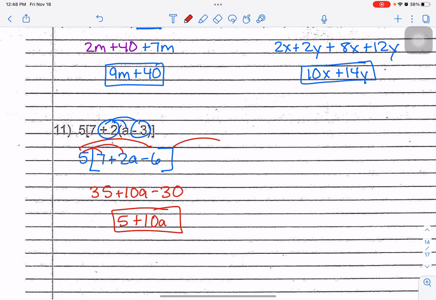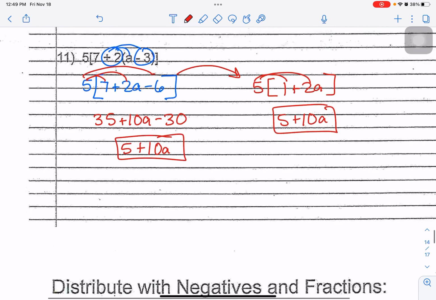Now, just to show you, I'm going to do it the other way here, in which I'm going to simplify inside first. So if I put the 7 and the negative 6 together, I'm going to have 1 plus 2a. And when I distribute the 5, I get 5 plus 10a. So you can see your answer works the same either way, whether you distribute right away or simplify right away.